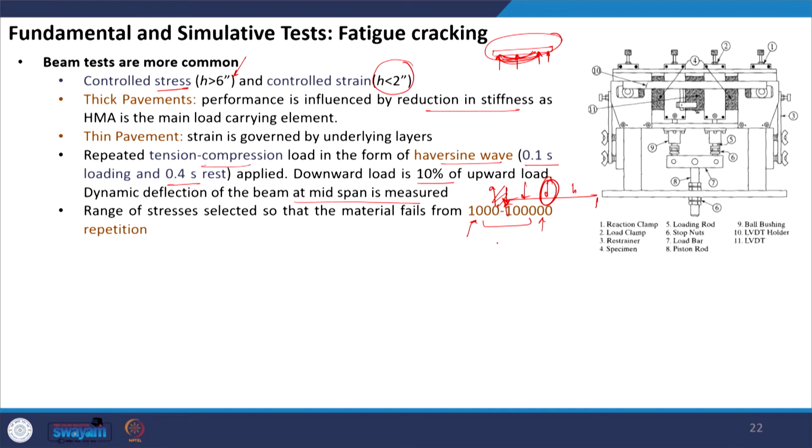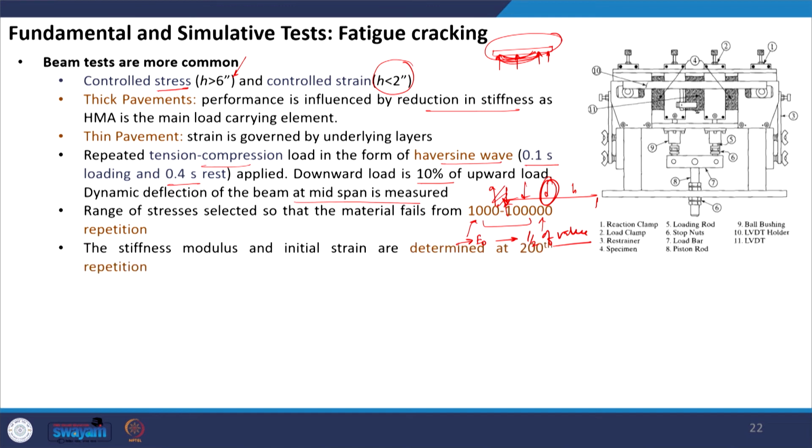Some of the specifications say that the failure is defined as the number of load repetitions at which the initial stiffness drops to half of its value. So, you stop there. This is one way of defining failure. The other way of defining failure is when the actual failure occurs. So, you note down that number of load repetitions.